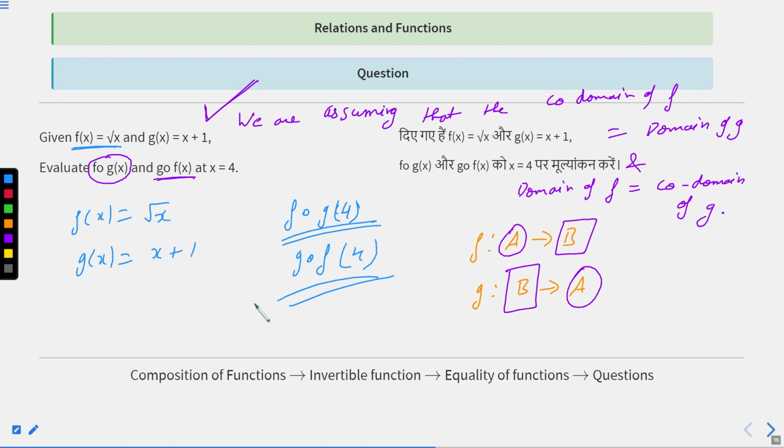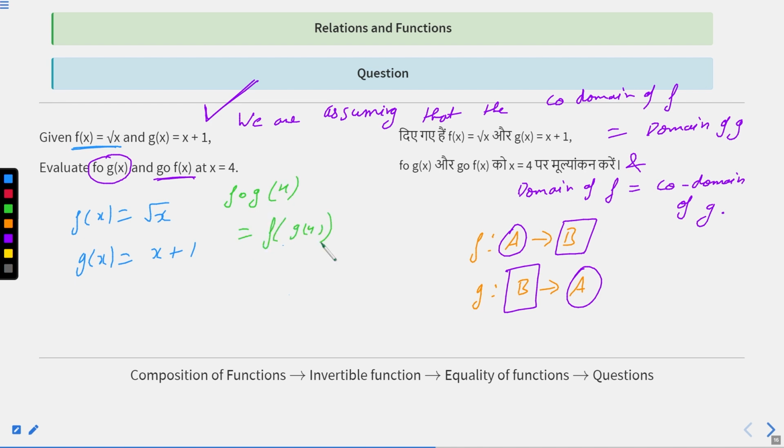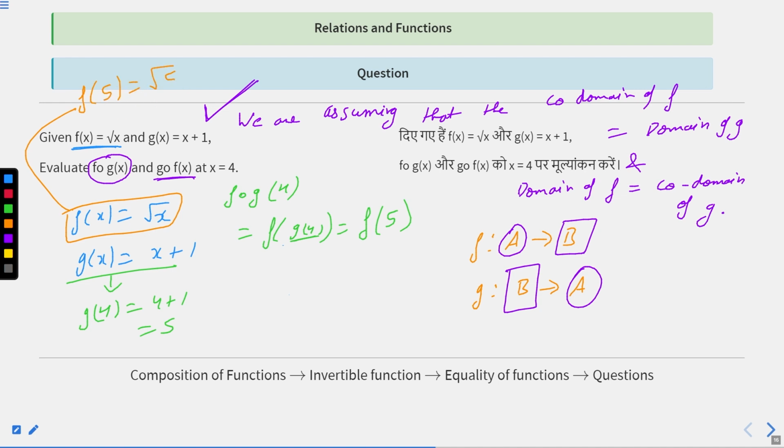Now what? Let's find out. So first of all, let's find out f of g(4). Now the g(4) value will be what? g of 4 will be 4 plus 1, which is equal to 5. So f of 5. Now what will be the value for f of 5? We can find out from over here. So f of 5 will be root 5. So your final output will be root 5.